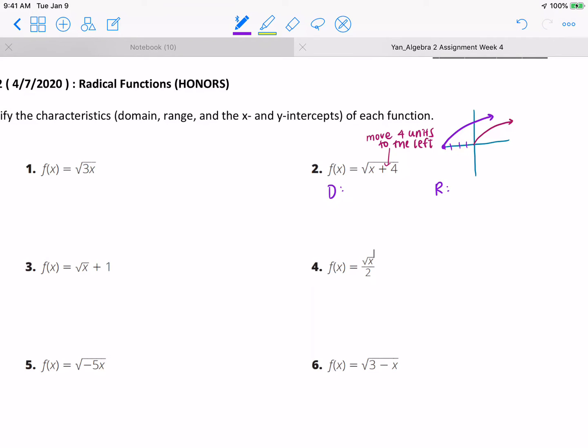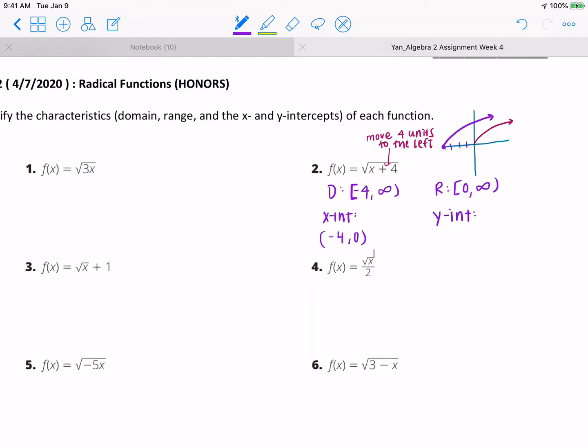For your domain and range, now the most left point would be -4, and again, we don't know when it ends. So I use a bracket for that. And then for range, the lowest number is still 0, and it goes up forever. And your x-intercept and your y-intercept. Just by looking at the graph, the easiest to look for is your x-intercept because it's already on that point at -4, 0.